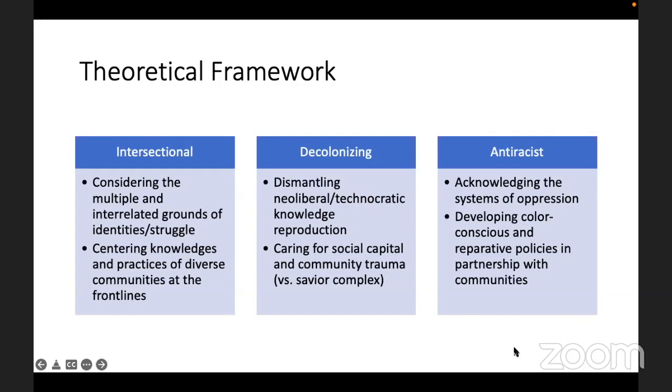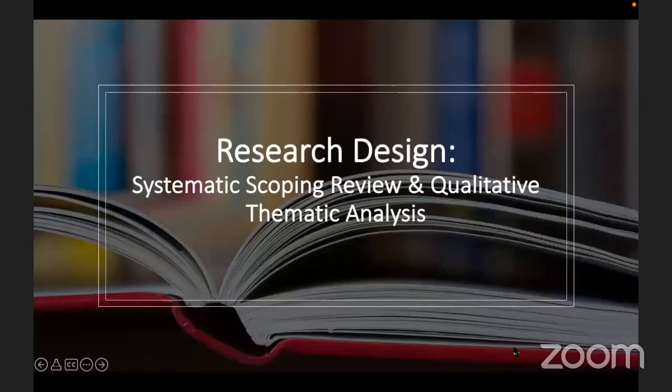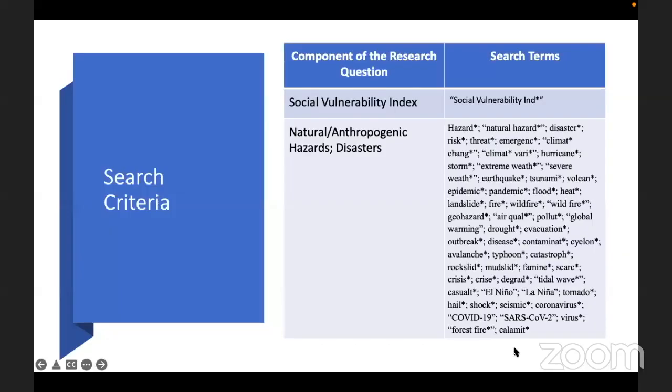So that's basically where we are at in our goal for this research. But I do want to go to our research design really quickly and let you know how we are looking at it. And again, this is where we would definitely benefit from your feedback as well. But the two concepts, as I mentioned earlier, are the index itself, social vulnerability index.